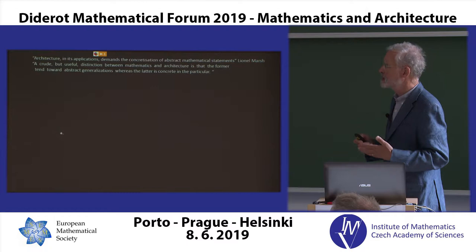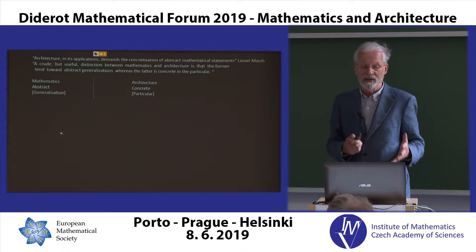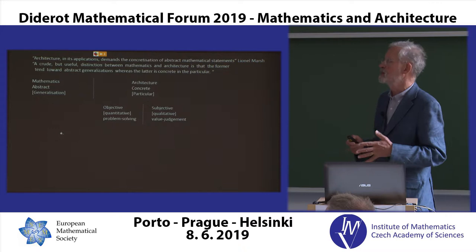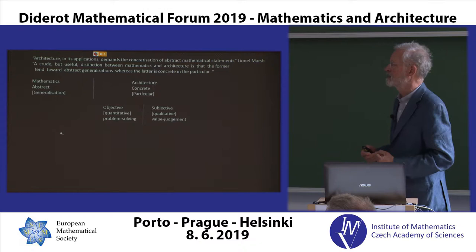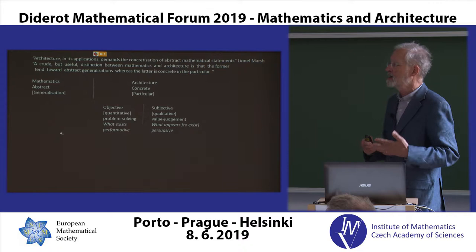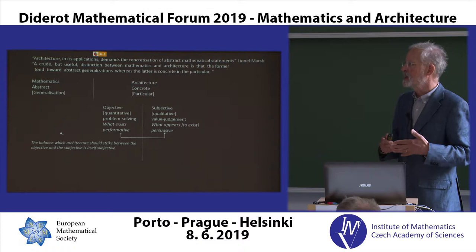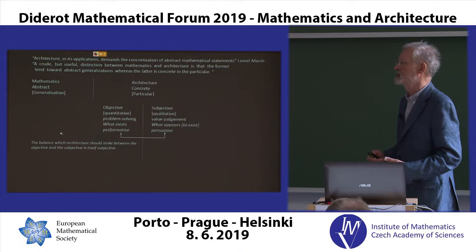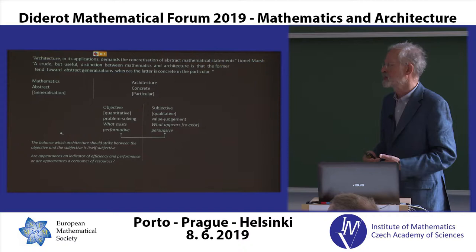One is looking at abstract generalizations, the other at concrete particular buildings. So we have this split between mathematics and architecture, but in addition, architecture itself is split between the problem-solving, objective, quantifiable aspects and the value judgments, the qualitative, the subjective. We get this distinction between what exists and what appears to exist, and architecture as something essentially performative, whereas it could also be persuasive. And what we find is that even the balance between what should be objective and what should be subjective is itself subjective. So we have this use of appearance as an indicator of performance, but also as a sort of decoration, as a consumer of performance.